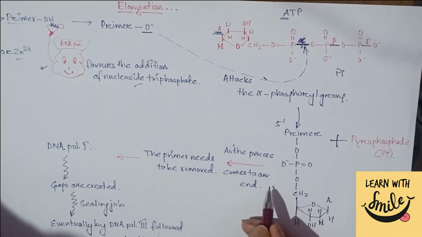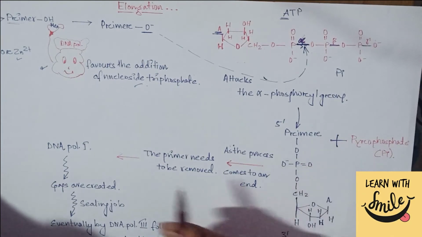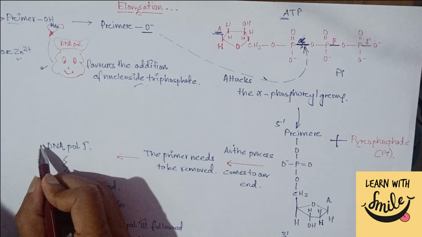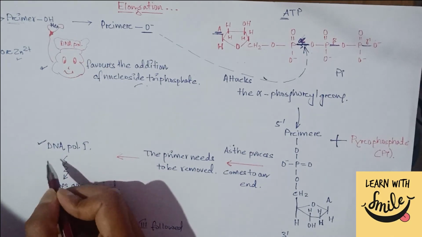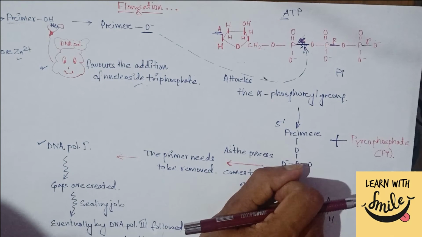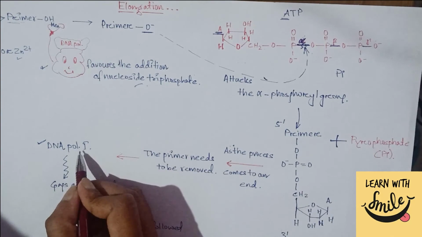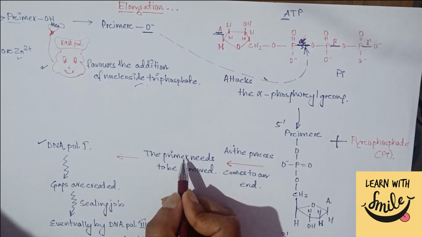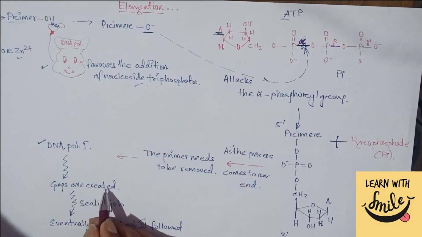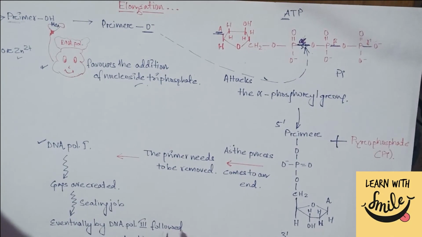Now as the process comes to an end, the primer which is incorporated needs to be removed, and for the removal process DNA polymerase 1 comes into action. As we know, DNA polymerase 1 has 5' to 3' exonuclease activity, which is very efficient to remove the primer. Therefore DNA polymerase 1 will remove the primer. Now after the removal of the primer, gaps are created. The sealing of the gap will eventually be done by DNA polymerase 3, which is followed by the ligase.